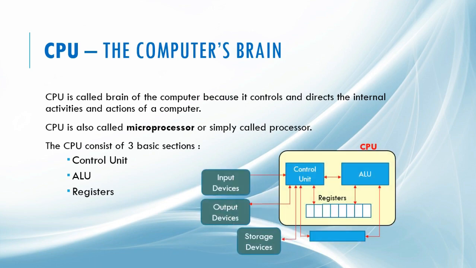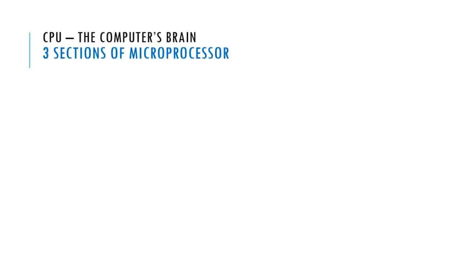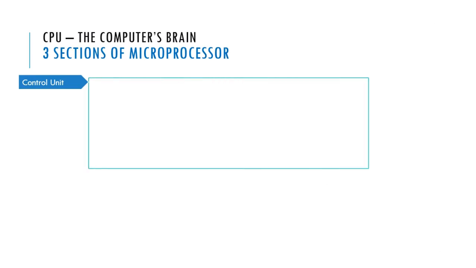You can see this diagram. In this diagram, the center part is the CPU that consists of three important things: a control unit, the ALU, and the registers. And all these three components are connected with the input, output, and storage devices. Now let's understand all these three sections of the CPU and how it works. So the three sections of the microprocessor are, first, the control unit. The control unit directs the entire computer system.